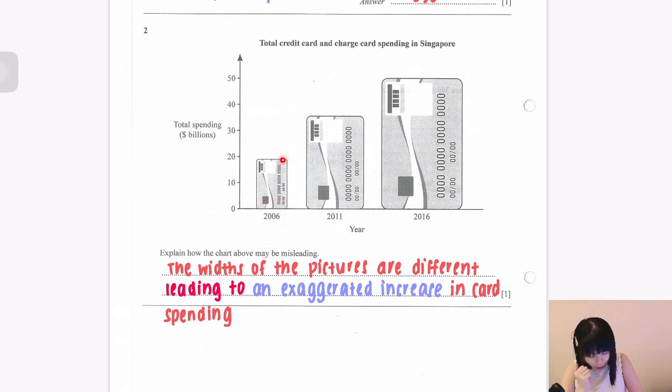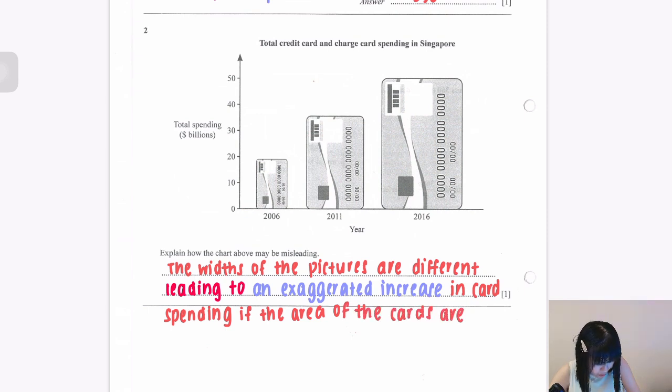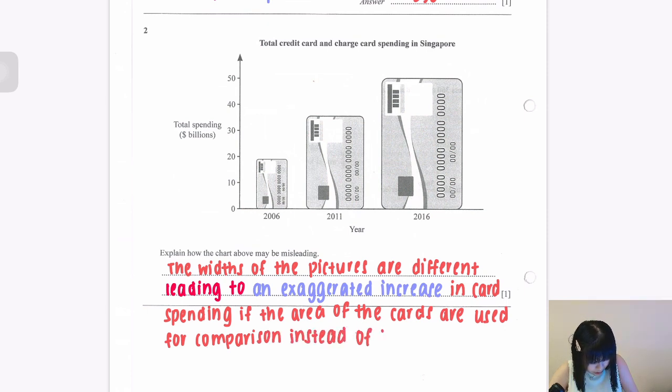However, if you look at the value, this is about close to 20, this is about 50, it's definitely not 9 times. So can you see it exaggerated the increase due to the fact that we're looking at the area? So leading to an exaggerated increase in card spending, if the area of the cards are used for comparison instead of the height, which is the vertical axis. Right, so that's our answer for question 2.